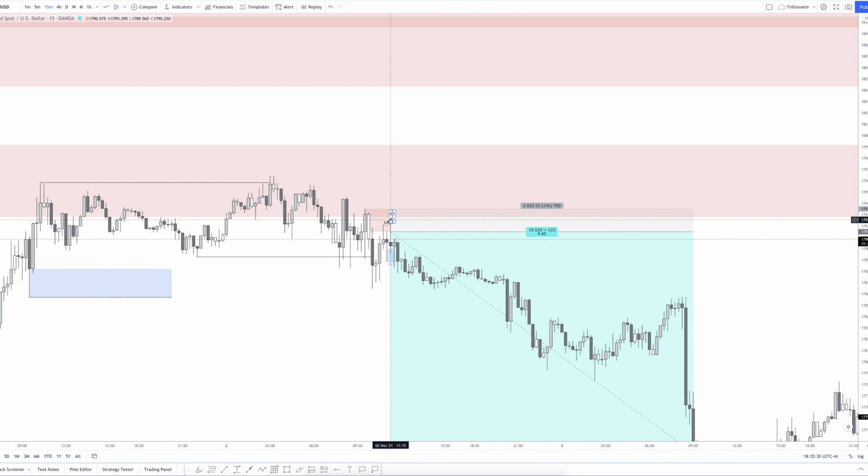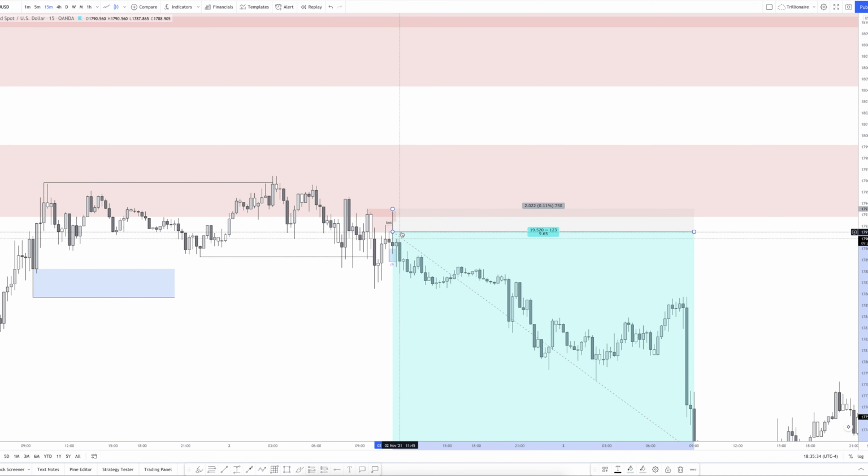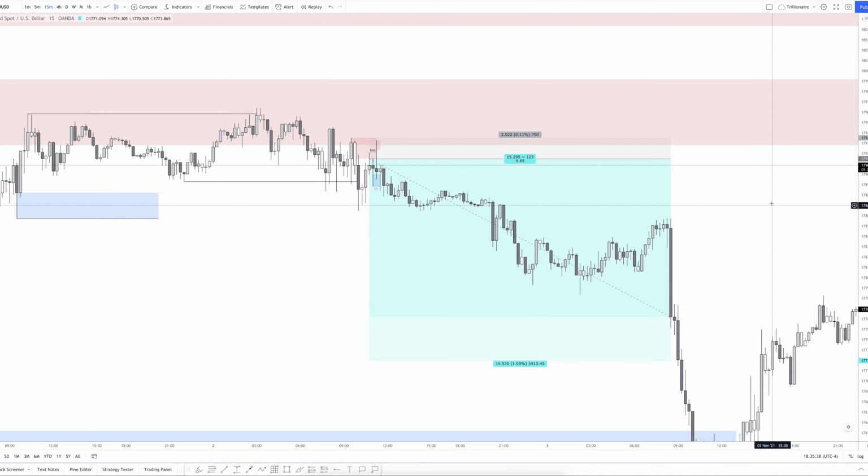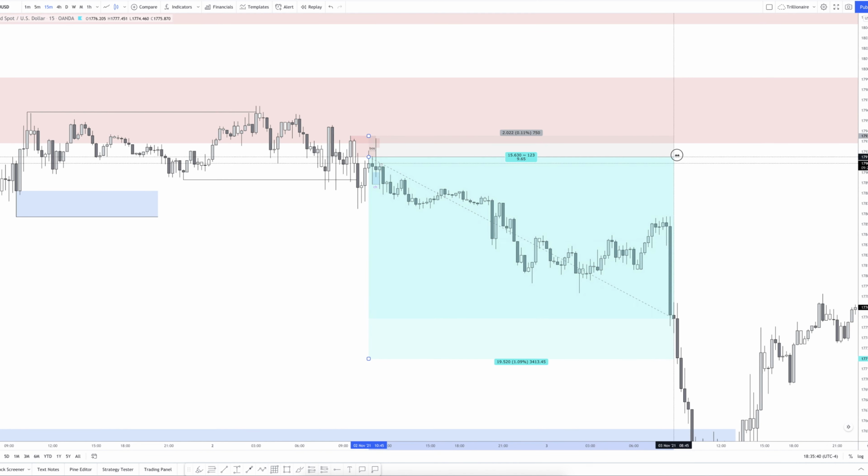And we did have a little bit of drawdown here. This is actually supposed to be moved over just a little bit. There we go. So we did have a little bit of drawdown, but overall, very successful trade. Not bad at all.